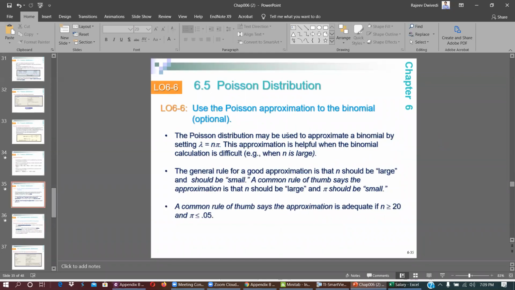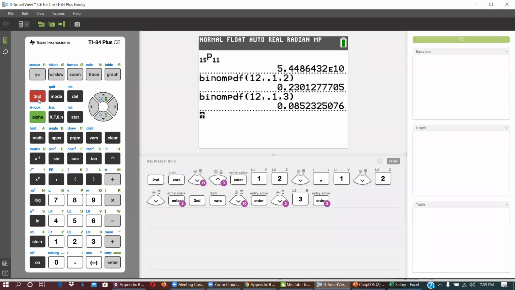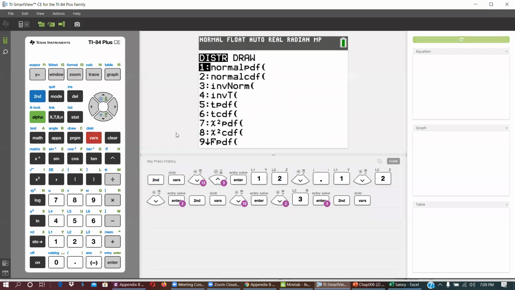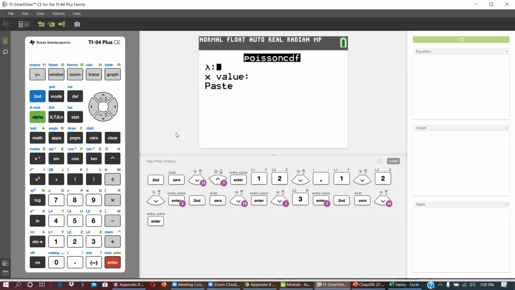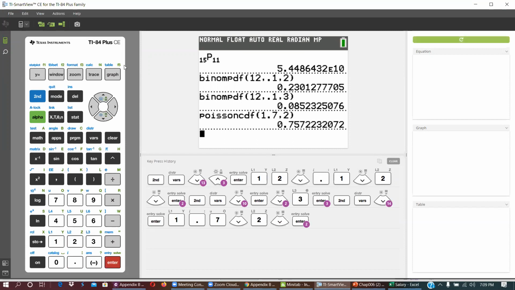So, let me do the same example right here in our calculator. Here we have second and we have distribution. We go right here under binomial CDF, Poisson PDF. Here we have Poisson CDF. Lambda value is 1.7. What is the x value? It is up to 2. Okay, right here. And paste, we will get 75%. Here we get the 75% right here.